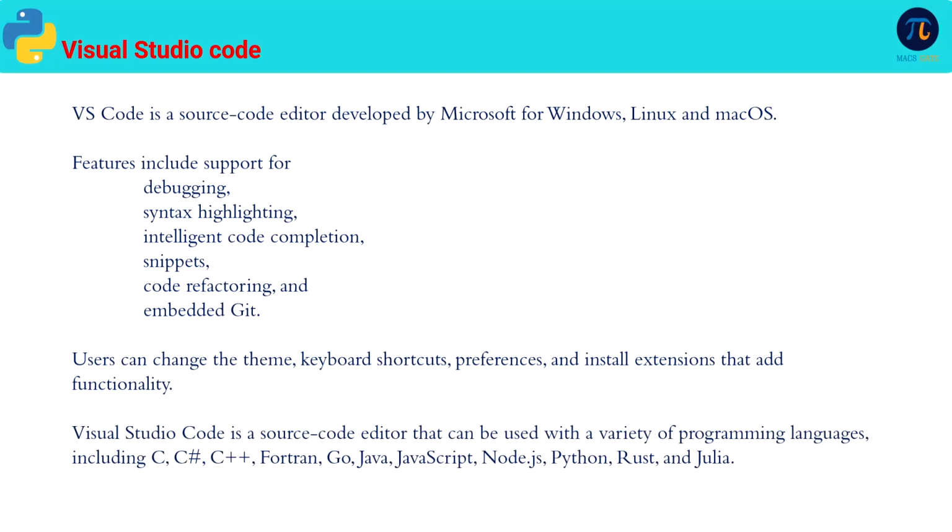See, VS Code can be used with a variety of programming languages including C, C#, C++, Fortran, Go, Java, JavaScript, Node.js, and of course Python, Rust, and Julia. By installing extensions, VS Code, that is the source code editor, can be converted to a powerful IDE. So we'll see how to install VS Code and what extensions to be installed so that VS Code can be converted to a powerful Python IDE.